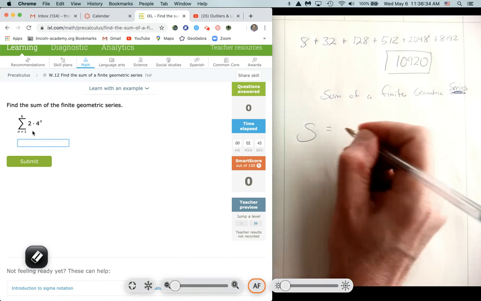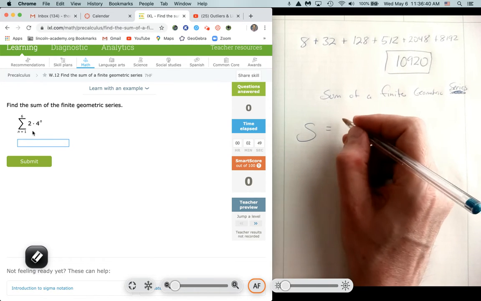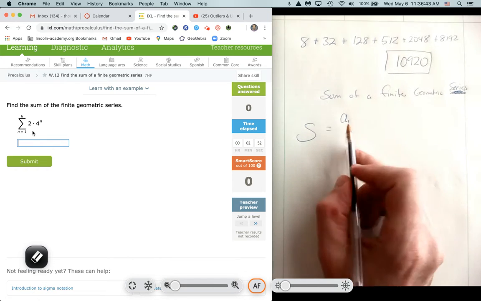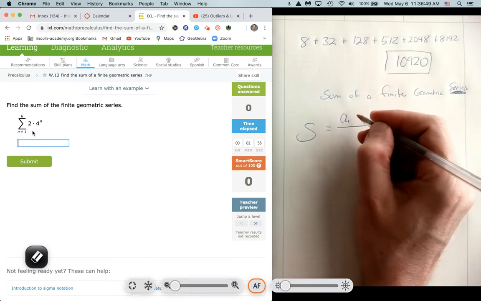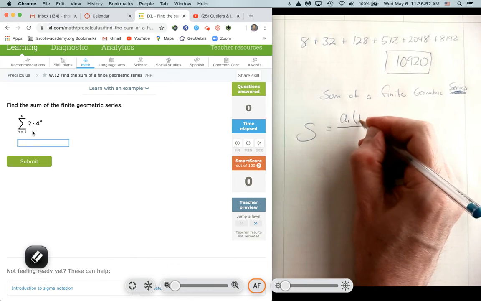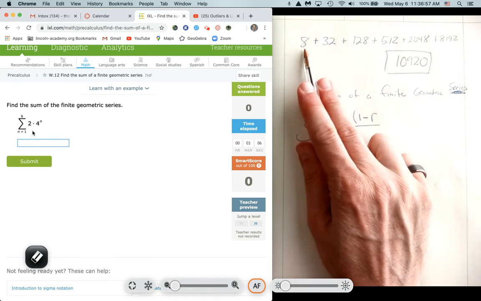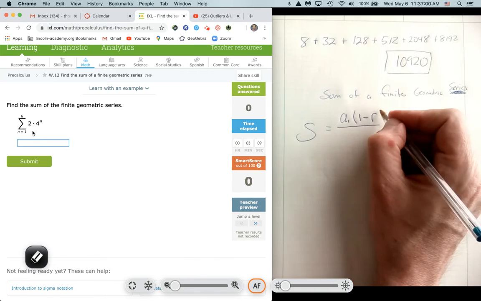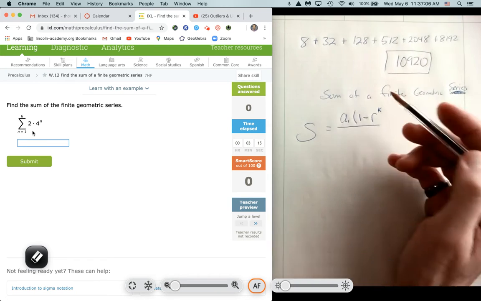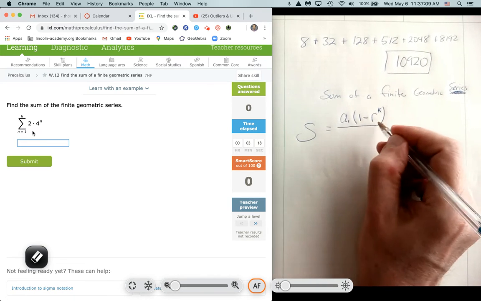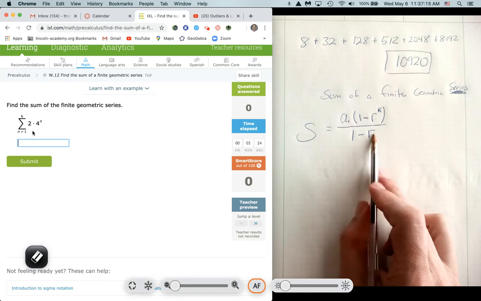The sum is equal to, you're going to take your first term, so I'm going to do A1 for your first term. It's going to be in a fraction, but you're going to multiply A1 by 1 minus the ratio, what you're multiplying by. So, if I'm multiplying by 4, r will be a 4, raised to the k, where k is the number of terms I have, and all of that product is divided by 1 minus the ratio again. No exponent on the bottom one.